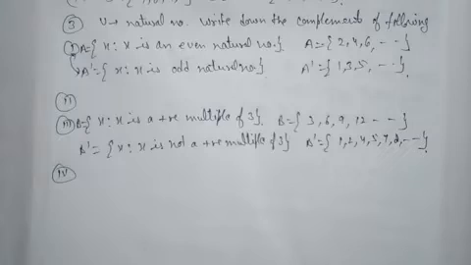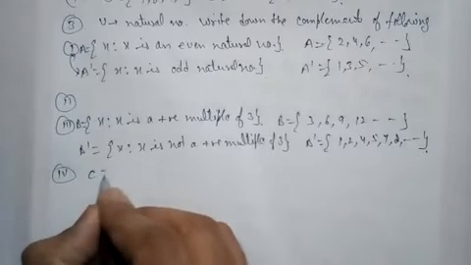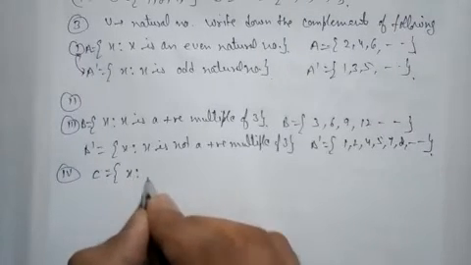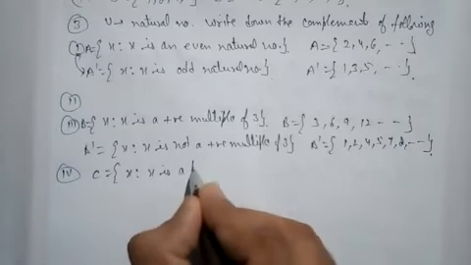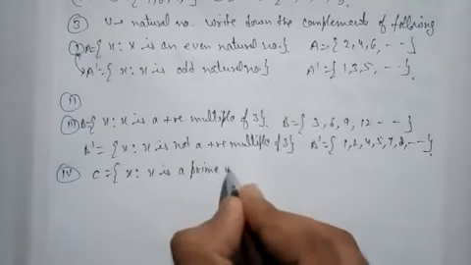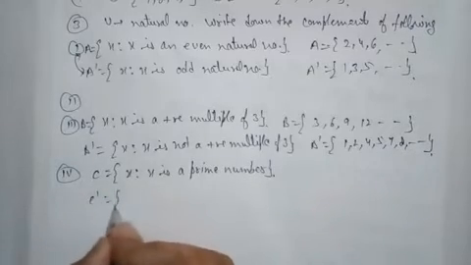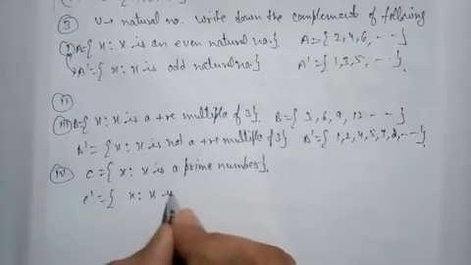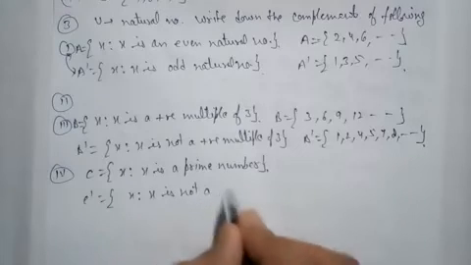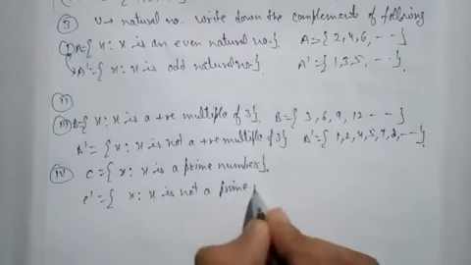Fourth is x is a prime number. Let this be C, x such that x is a prime number. So in simple ways its reverse is x such that x is not a prime number.